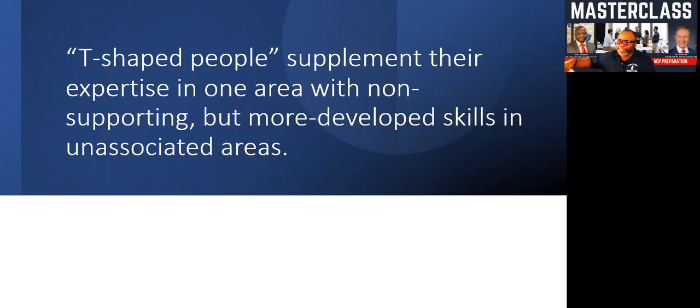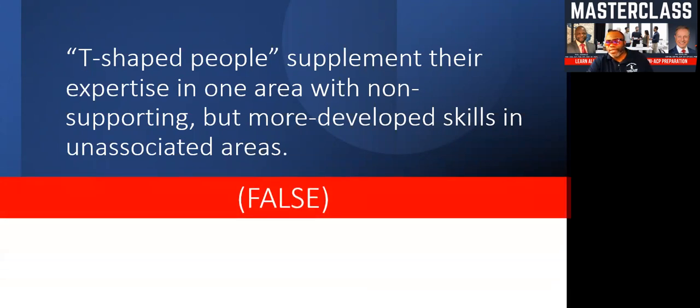All right, so this statement sounds true, but it's not. It's false. The reason why it's false is because it says T-shaped people supplement their expertise in one area with non-supporting but more developed skills in unassociated areas. Honestly, what good is an unassociated area? Imagine having someone on your team who is a developer. They're looking for someone who understands maybe testing, and then you bring someone who knows baking, an unassociated area. What good is that? So you've got to look at the minutia, those words on the exam. They're there to trap you.